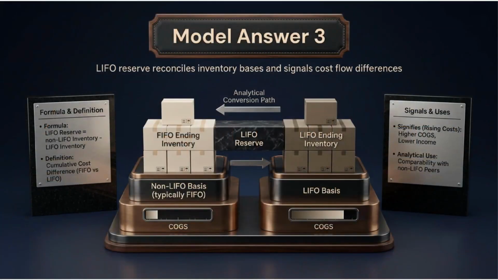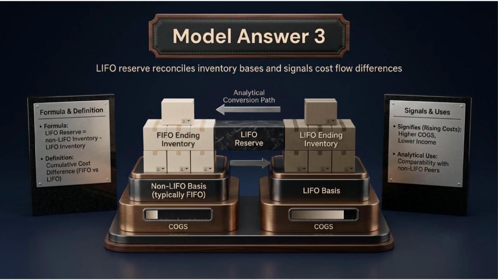A strong answer would say that the LIFO reserve is the cumulative difference between inventory measured on a non-LIFO basis, usually FIFO or average cost, and inventory reported under LIFO. The formula is LIFO reserve equals non-LIFO inventory minus LIFO inventory. When the reserve increases, the LIFO entity is generally recognizing more cost in COGS than it would under a non-LIFO method, especially during periods of rising costs.